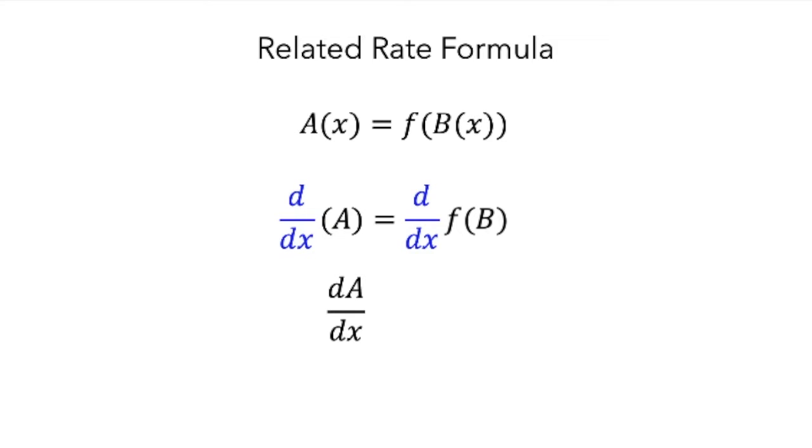On the right side of the equation, we have a composite function, because f is a function of b, which is a function of x. So we need to use the chain rule. First, we differentiate f with respect to b, and then multiply by the derivative of b with respect to x. This resulting equation is called a related rate formula.